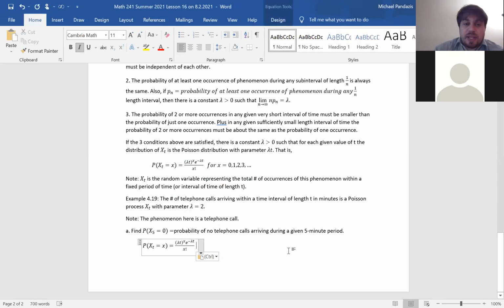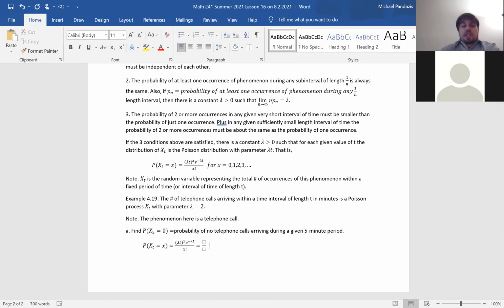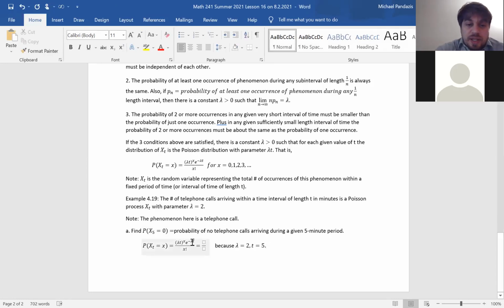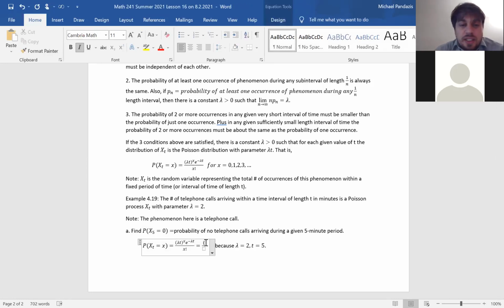So now we just need to plug in the values of each thing in this formula. Lambda equals 2, that's given to us. Since it's x sub 5, that means the interval length of time t is equal to 5, representing 5 minutes. So we have lambda, we have t, and that's what we need. We're just going to plug in the values of lambda and the values of t in there.